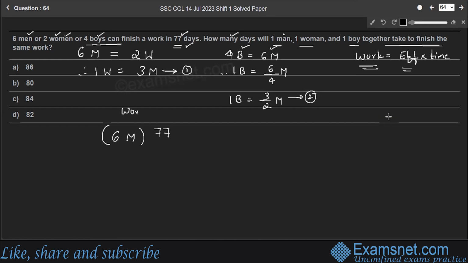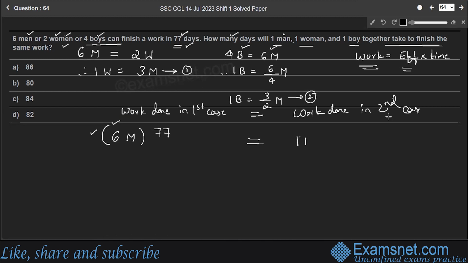So work done in first case is equal to work done in second case. So work done in first case is either by 6 men or 2 women, and one more case is by 4 boys. Any case you can consider. So it is better to take number of men, right? Then the amount of work in 77 days is equal to number of 1 man.